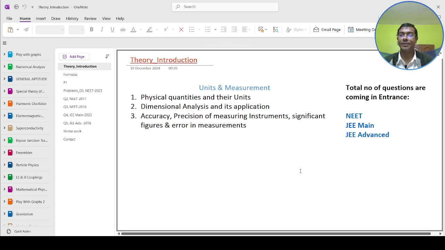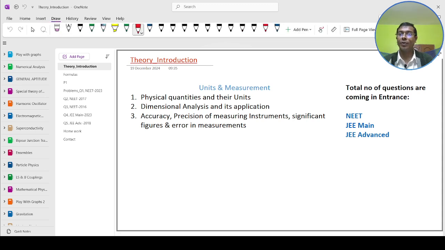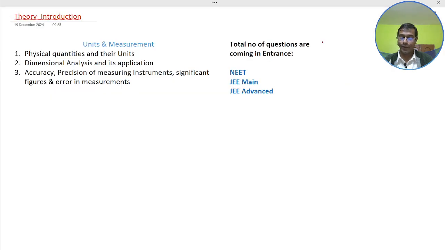Basically today we'll discuss another most important topic, units, dimensions and error. In the previous class we discussed class 11 gravitation and modern physics from class 12. So in our topic units and measurement, today we will cover physical quantities and their units, dimensional analysis and its application, accuracy, precision of measuring instruments, significant figures and error in measurement.